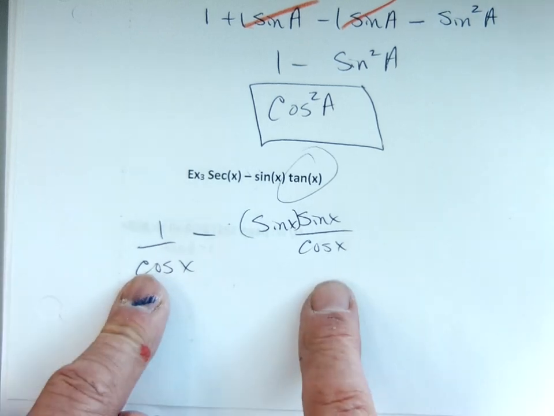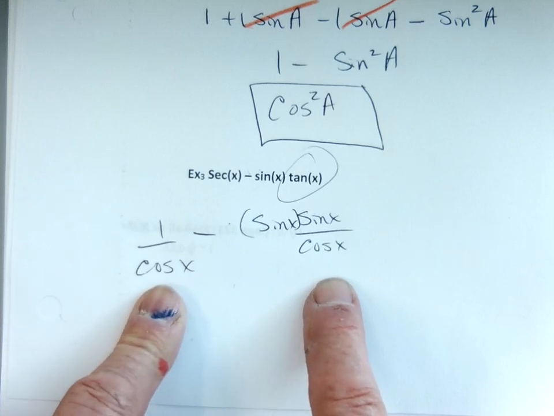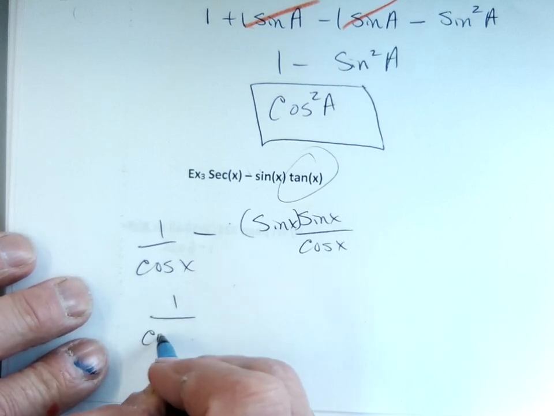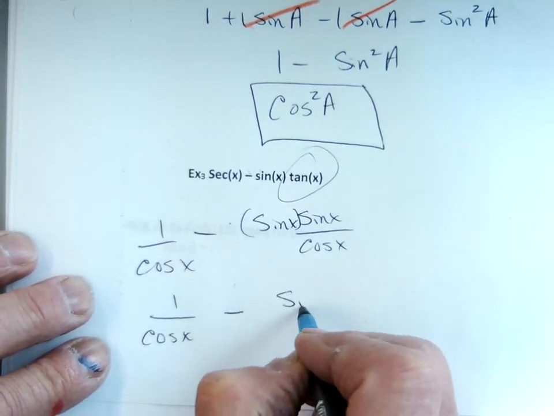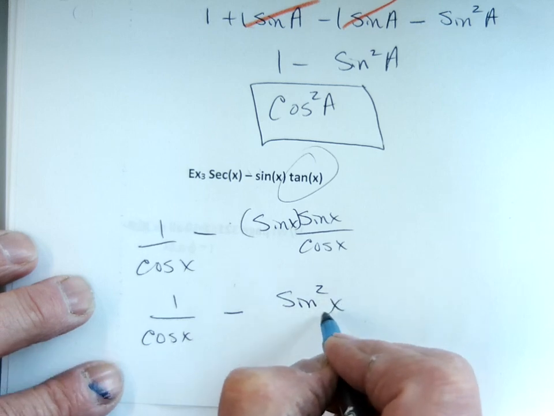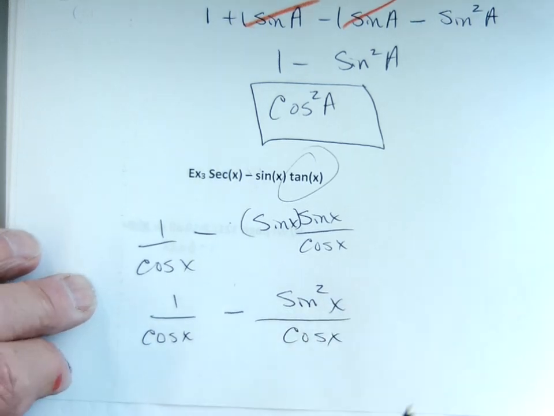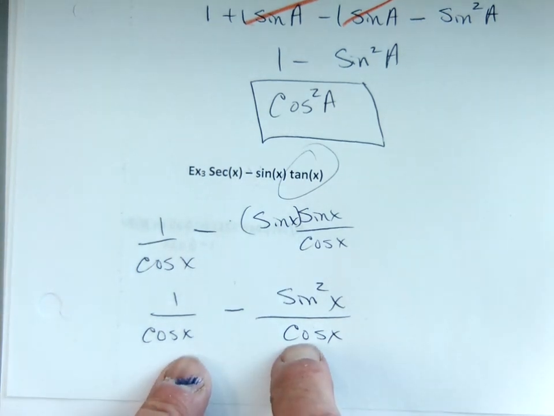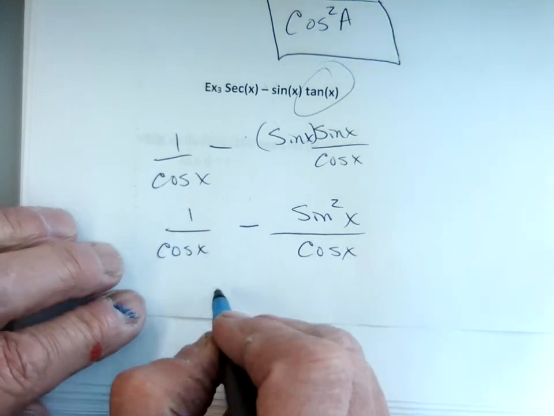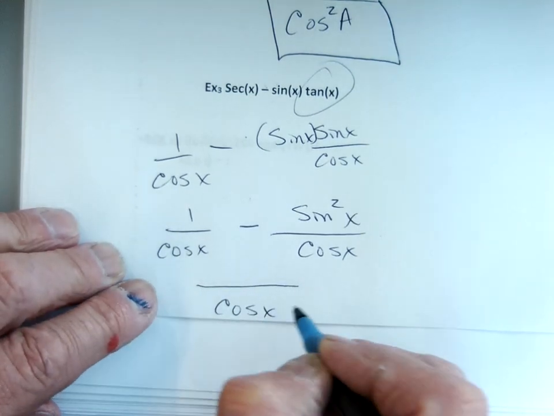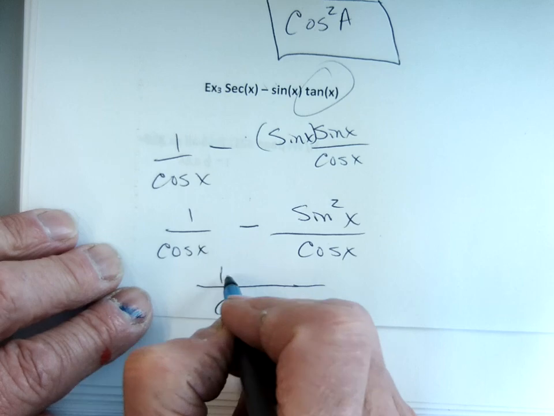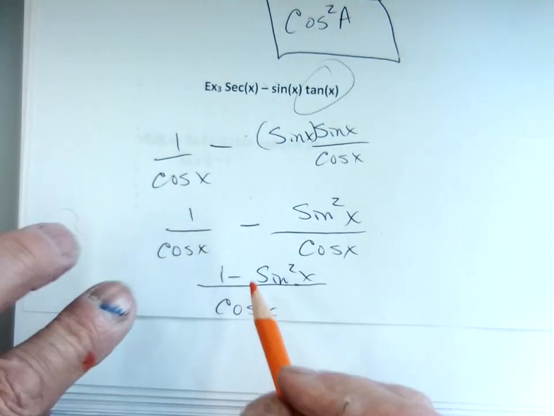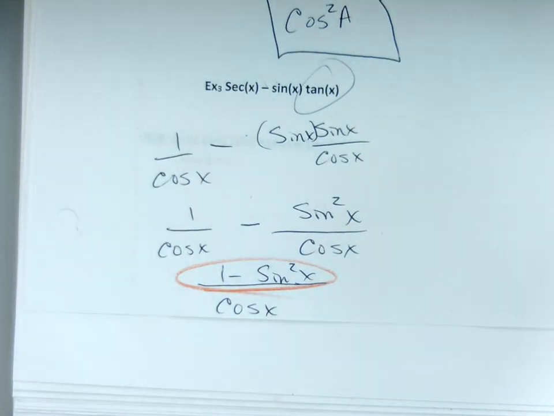But I have 1 over cosine, subtract a sine squared. You okay with that? So I really have 1 over cosine of x minus sine squared of x over cosine of x. Yeah, because they've got a common denominator. You guys agree with that? Common denominator, so let's put them together. So my common denominator is cosine of x. And then in the numerator, I have 1 minus sine squared of x. And I think I already did this. Haven't I already done the 1 minus sine squared? I think I did that identity, right?